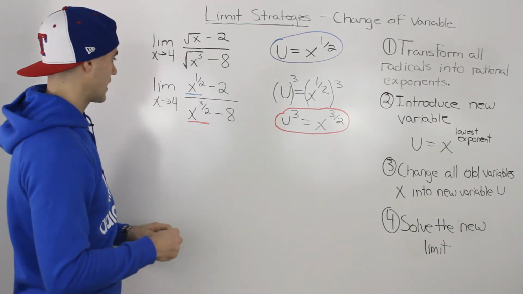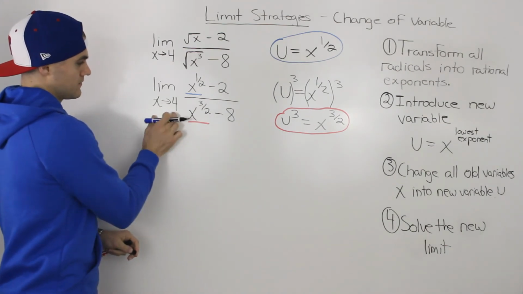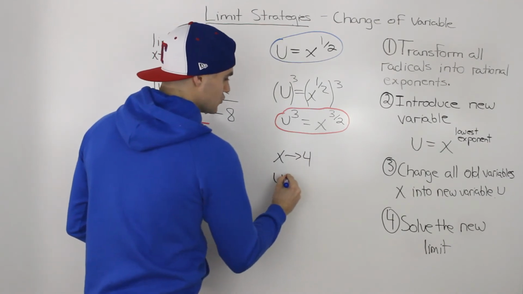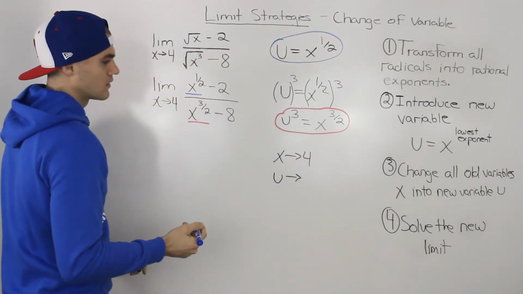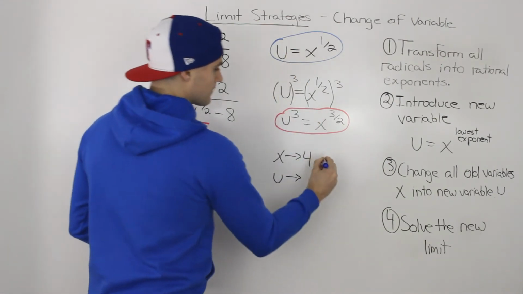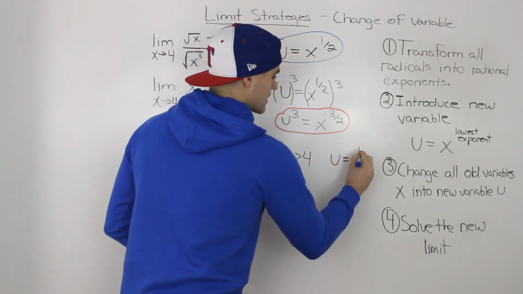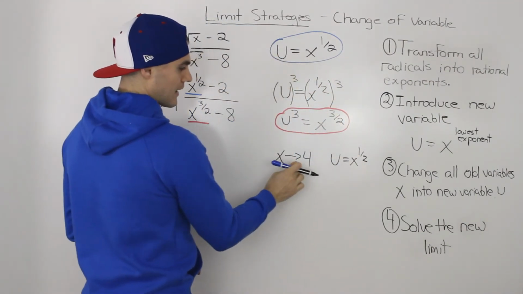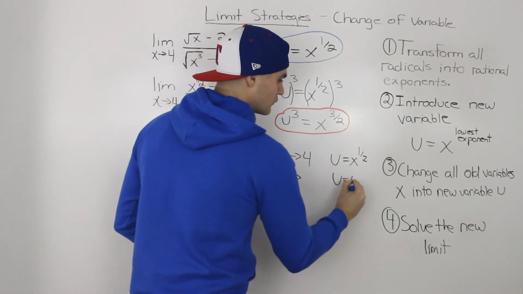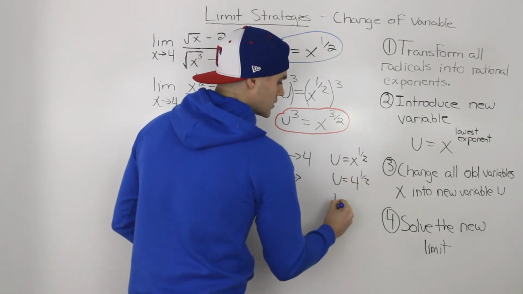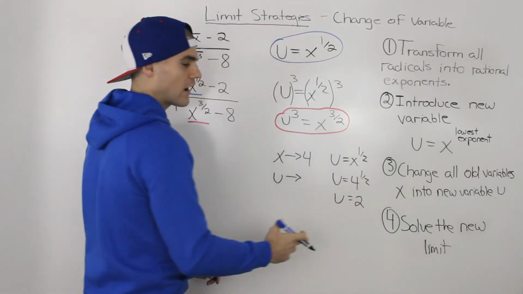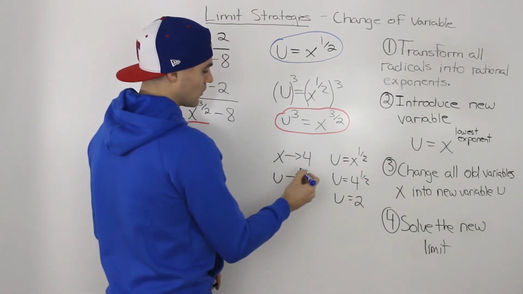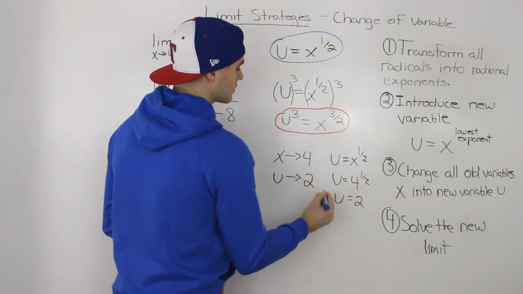And what's remaining to take care of? Well, as x approaches 4, we need to find an equivalent expression as u approaches a certain value. If x is equal to 4, and we rewrite u equals x to the half, our first introduction of u, then u is equal to 4 to the power of a half. So that means u is equal to 2. 4 to the power of a half is the same as the square root of 4, which is just 2. So as x approaches 4, that's equivalent to u approaching 2.